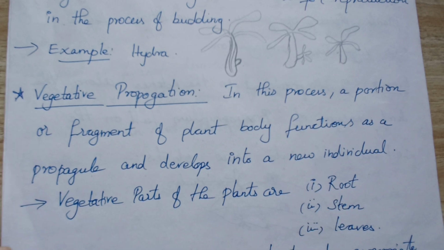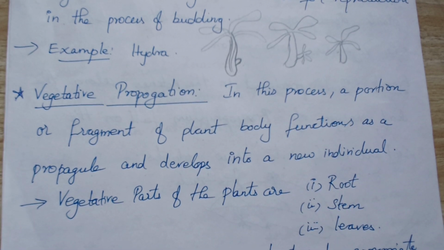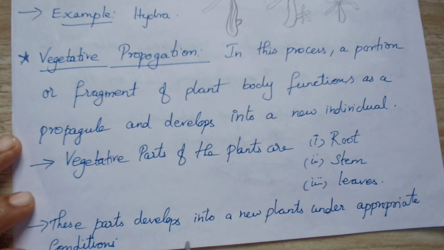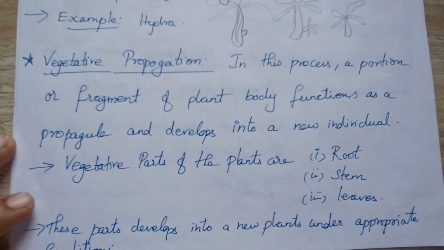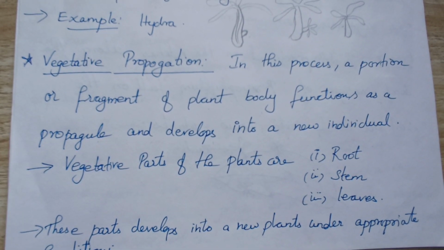These three things can develop into a new individual. The bud will be formed at that root, stem or leaf, and it will grow as a new individual. Okay, these parts develop into new plants under appropriate conditions. Not in all conditions will it grow. Under particular suitable conditions, that is moisture and temperature, it will grow into a new plant.